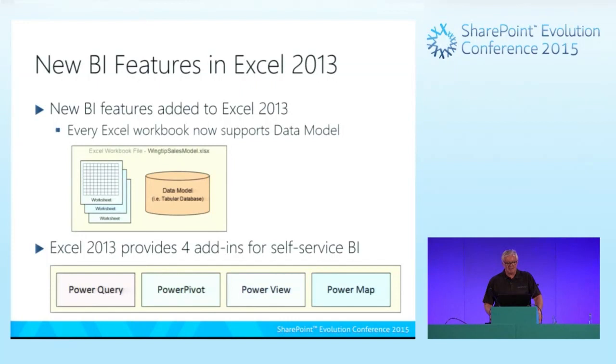Now, in addition to the data model, there are these 4 add-ins that basically represent the main self-service BI tools. We have Power Query, Power Pivot, Power View, and Power Map. Now, it turns out that Power Pivot was introduced with Excel 2010, but it wasn't part of the installation of Excel 2010. And so when you installed Power Pivot in 2010, it basically installed the tabular database engine. Note that with Excel 2013, you don't have to do that because the tabular database engine is already part of Excel 2013.